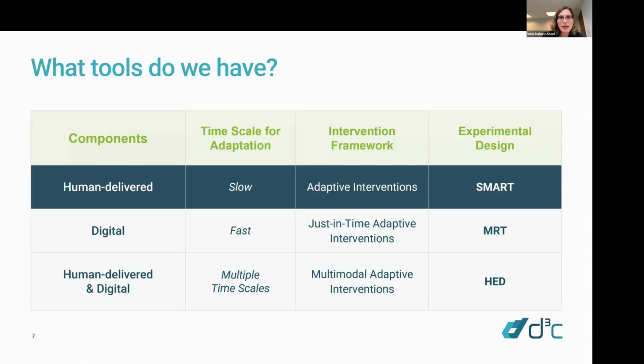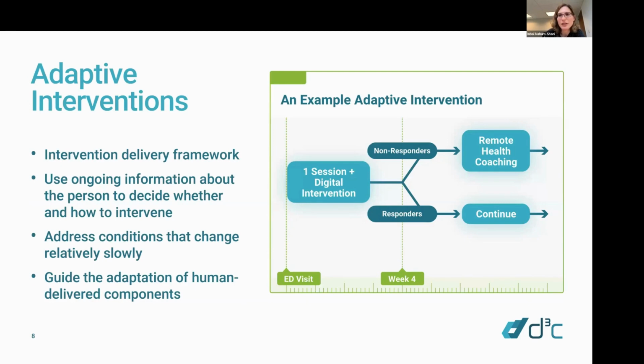All right, and now I think we're ready to talk about adaptive interventions. Okay, so what is an adaptive intervention? I said this before, but I promised that I'm going to repeat the definition. So an adaptive intervention is an intervention delivery framework. It's a guide for how practitioners should deliver interventions in practice. But adaptive interventions are special because they guide how practitioners should adapt interventions in practice. And by adapt, I mean use dynamic information about the person to decide whether and how to intervene.